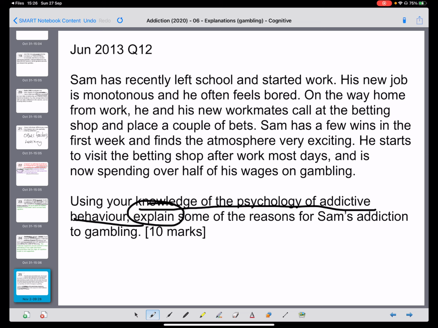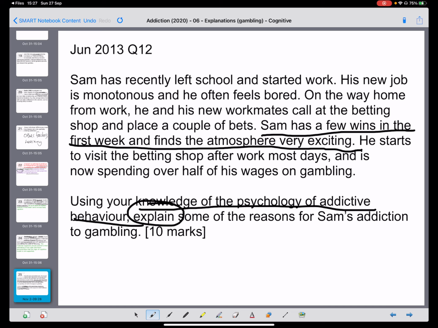It says here, Sam has a few wins in the first week and finds the atmosphere very exciting. Now, clearly, this is learning theory, okay? And so hopefully you can see this justifies why I added operant conditioning into my knowledge section, because that would clearly make this a lot more interesting and easier to talk about rather than partial and variable reinforcement. But I hope you can see that.